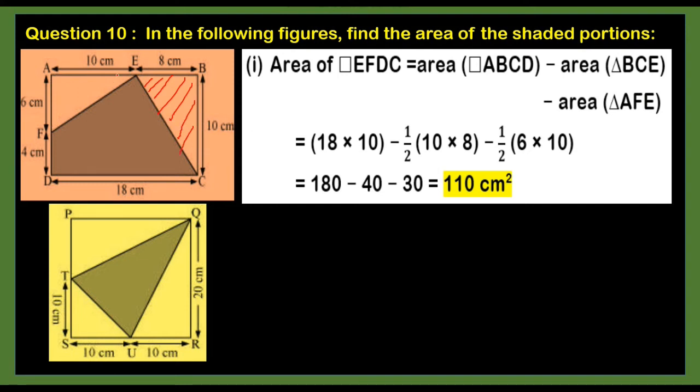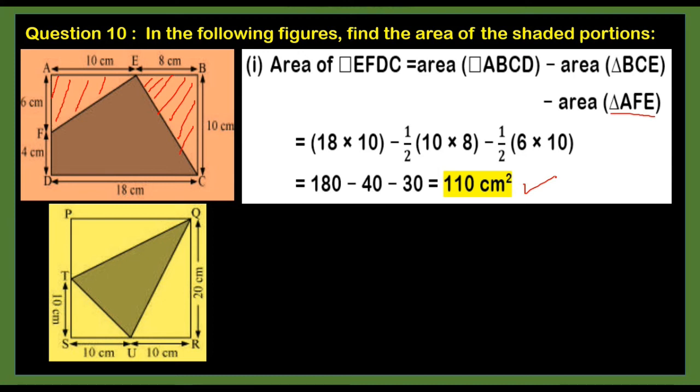So BCE is in the form of a triangle, right angle triangle, and area of AFE, again it is in the form of a right angle triangle. So subtracting both the triangles from the total area, we will get the area of the quadrilateral EFDC, and it is 110 centimeter square.